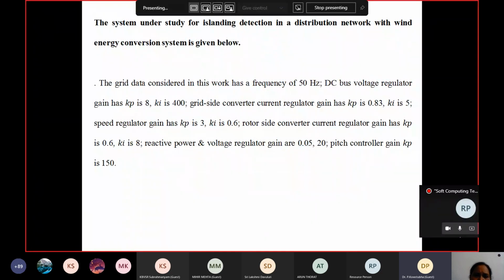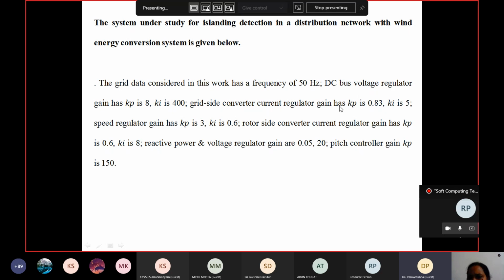And that wind energy conversion system's grid data is given like this. Consider in this work frequency 50 hertz and the time period is 0.02 seconds for each cycle. Half cycle means 0.01 seconds, quarter cycle means 0.005 seconds. DC bus voltage regulator gain KP is 8, KI is 400.